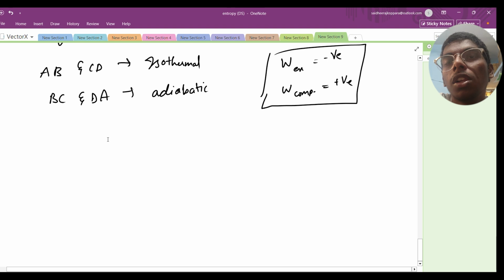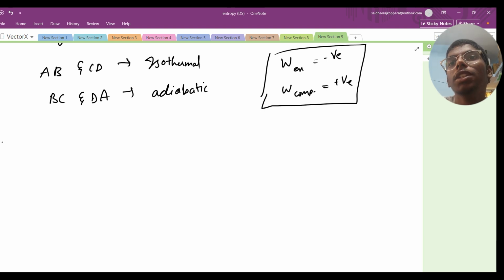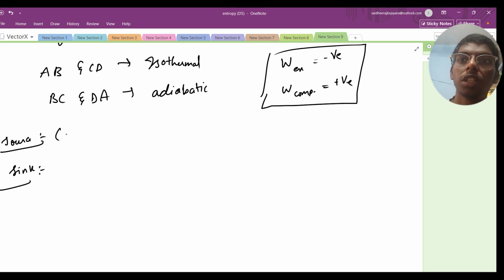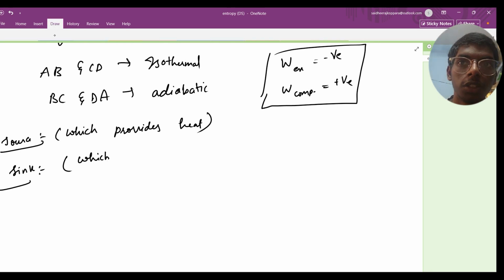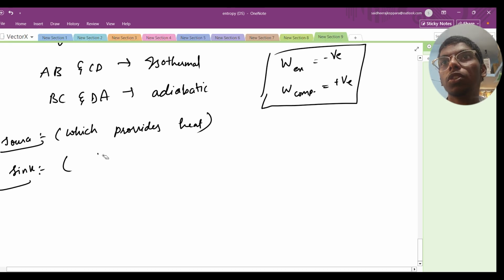So, with this, let me introduce two terms, source and sink. What does source mean and what does sink mean? Source is something which gives heat, and sink is something which takes heat, or heat flows to the sink.